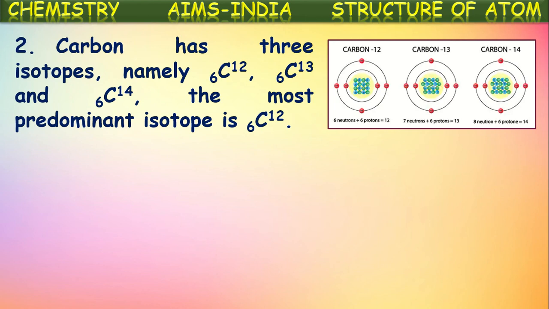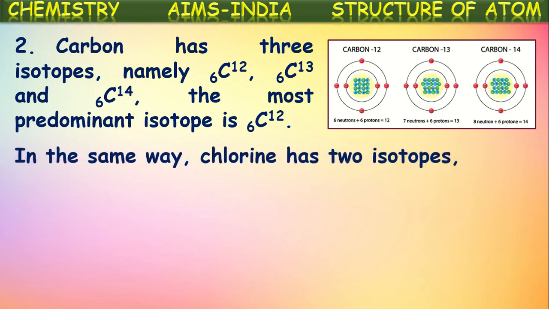In the same way for hydrogen also, we mentioned protium, deuterium and tritium. Out of those three, the most predominant one is protium. Hydrogen with one proton, one electron and no neutrons is the mostly existing hydrogen. The remaining two, which we call deuterium and tritium, exist in rare quantities.